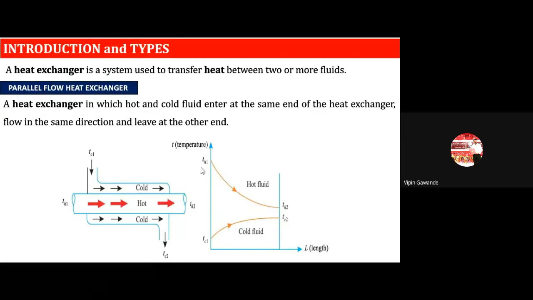Th1 represents the inlet temperature of the hot fluid: H denotes hot, and 1 denotes the entry, that is the inlet. Th2 means hot fluid, and 2 denotes the exit. Tc1 means the inlet temperature of the cold fluid, and Tc2 denotes the exit temperature of the cold fluid. So this diagram you have to remember.